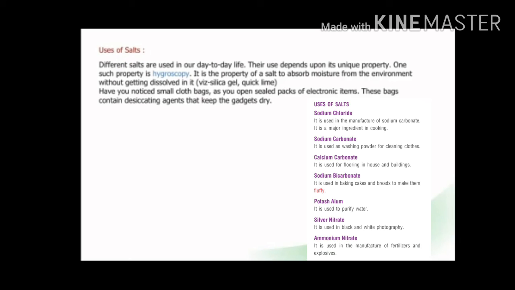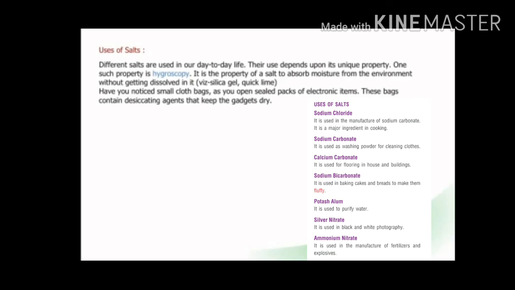Topic is uses of salts. Salts are used in our day-to-day life according to their property. One important property is hygroscopic, and this is the property of a salt to absorb moisture from the environment without getting dissolved in it. Examples are silica gel, quicklime. So these absorb moisture from the environment without dissolving in it. And when you purchase an electronic item, then you have seen a small cloth bag inside it. These cloth bags contain desiccating agents, that is some salt that keeps the device dry.